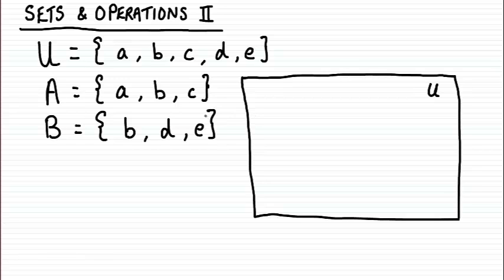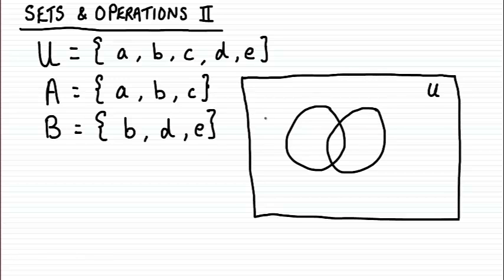Now, if we look at A and B, we see that they do have one element in common, the element B. So there is an overlap between these two sets. So what I would expect to see in the Venn diagram then is the two discs, or the two circles representing A and B, and also an overlap between them. Now, we can actually place within each of the discs the elements associated with them.